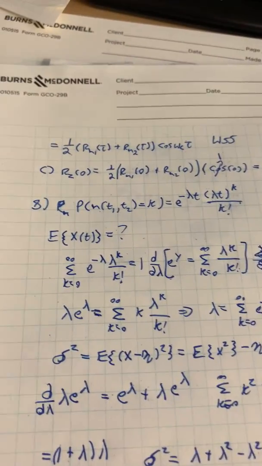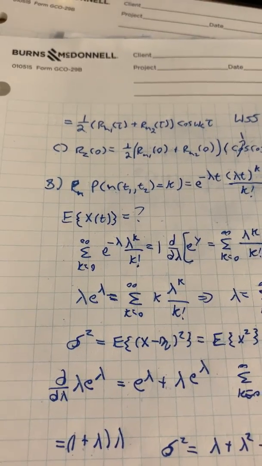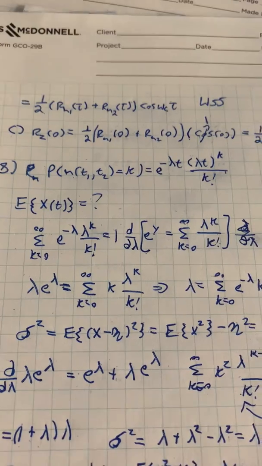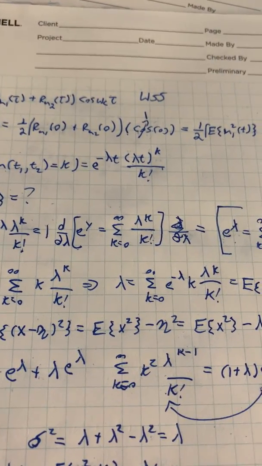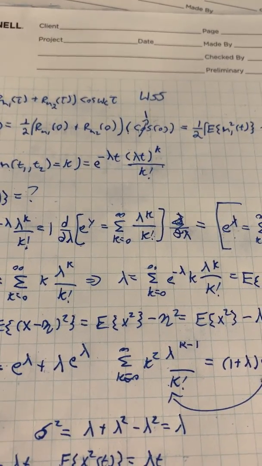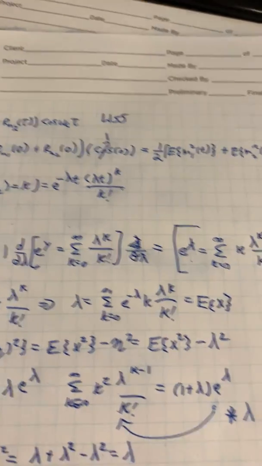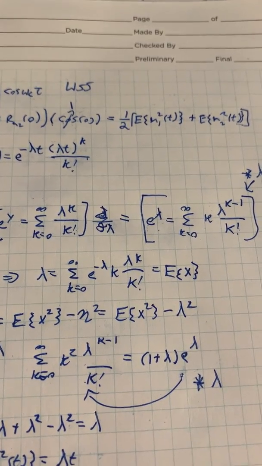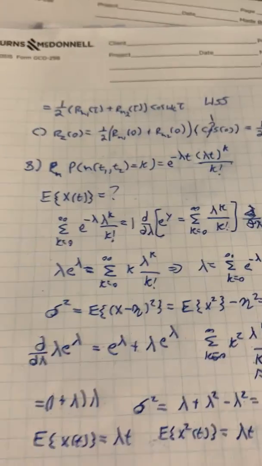So the variance is the expected value of x minus the mean, the square of that, which is also equal to the expected value of x squared minus the mean squared. So we determined the mean up here, and that means it's the expected value of x squared minus lambda squared.